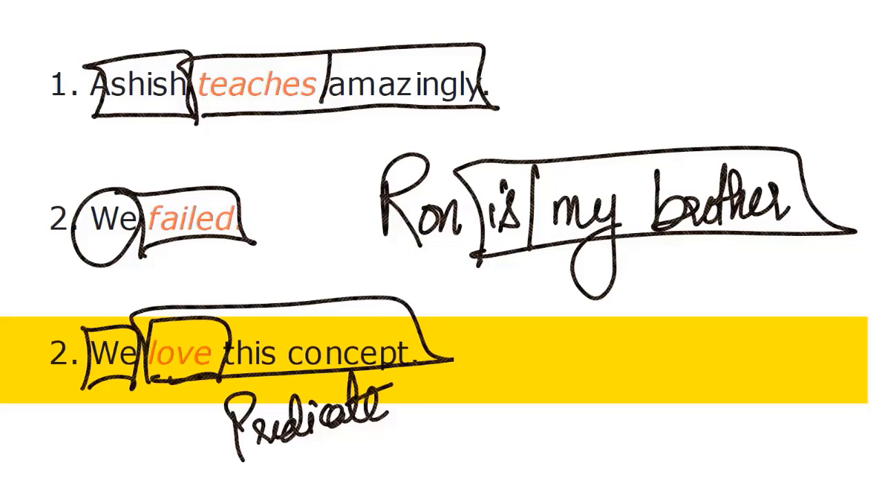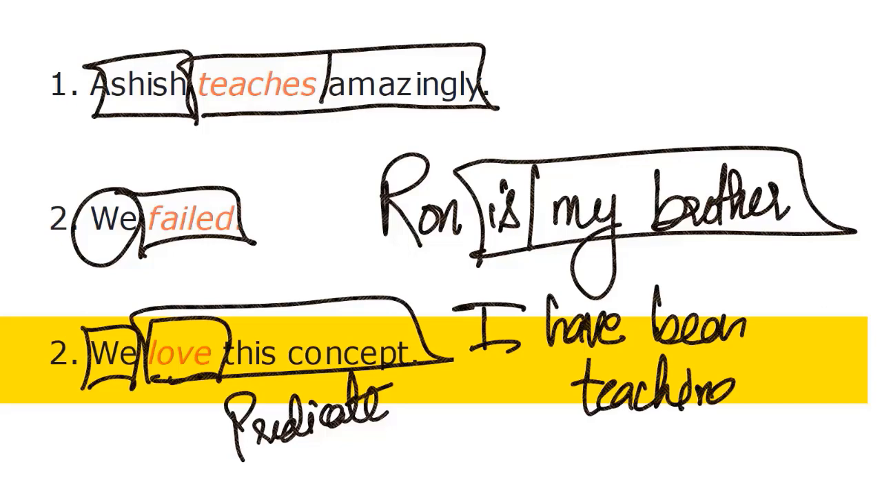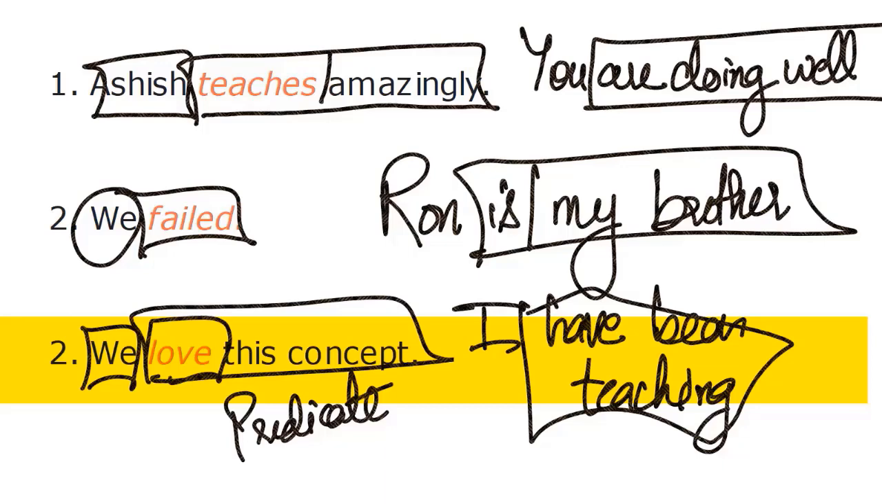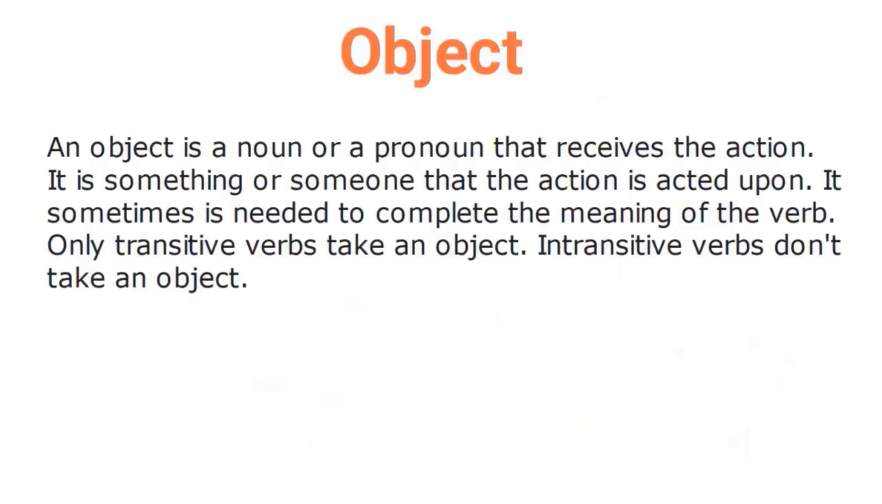It can be a verb phrase as well. For example, I have been teaching. So here the predicate is have been teaching. So have been teaching is a verb phrase, right? It can be, you are doing well. So you is the subject, are doing well is the predicate, right? And are doing is the verb phrase. Are, auxiliary verb, doing, main verb. So this is how a verb or a verb phrase is a part of the predicate.